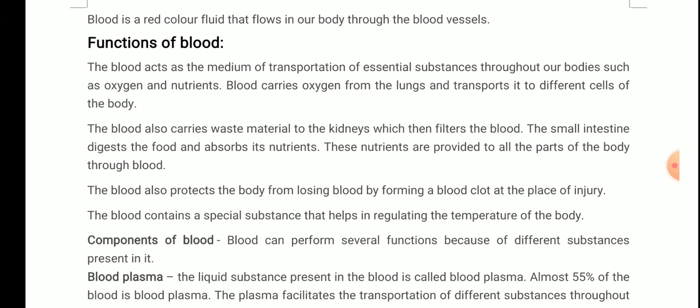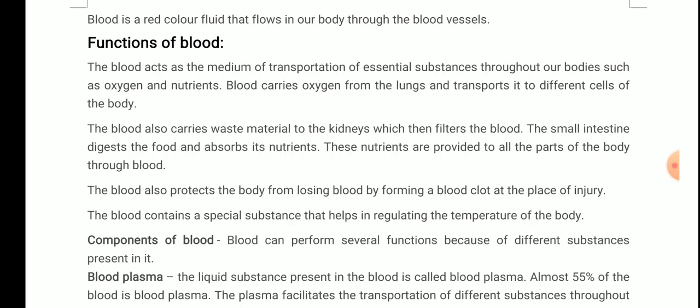Functions of blood. The blood acts as a medium of transportation of essential substances throughout our bodies, such as oxygen and nutrients. Blood carries oxygen from the lungs and transports it to different cells of the body. Now what happens? As we inhale oxygen rich air, it reaches the lungs. The blood also comes to the lungs. Because the blood coming to the lungs is deoxygenated blood, the amount of oxygen is less in it, and the amount of oxygen is more in the lungs. So the oxygen moves from the lungs to the blood, from high concentration to low concentration.